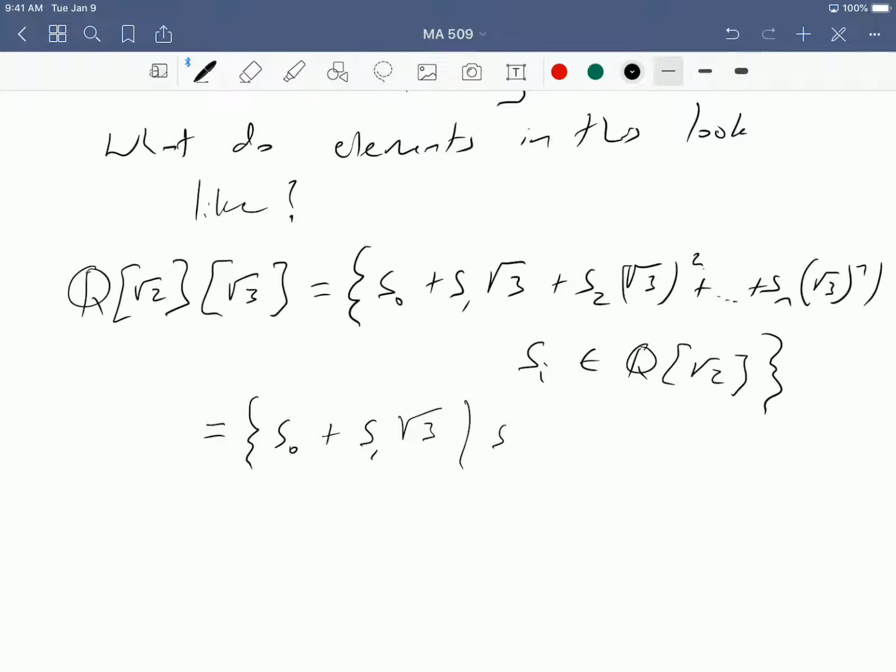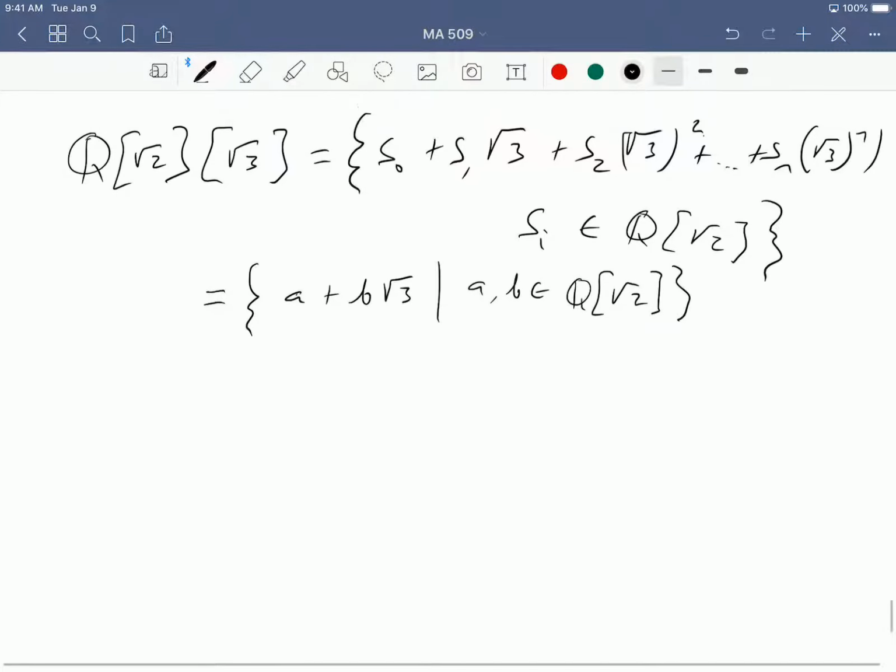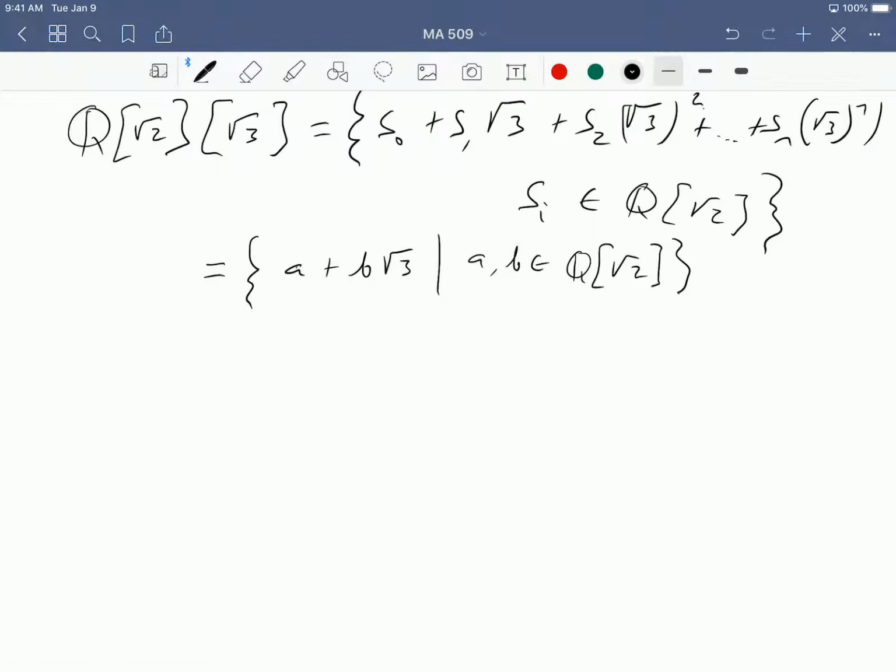I don't need the rest of those terms, and this would probably be better if I change my variables, because this isn't the same S0 and S1. We're going to collapse some stuff and combine like terms. So let's call it A and B root 3. But then those A's and B's live in Q adjoin root 2. So what does that mean they look like? What is A? What do A and B look like?